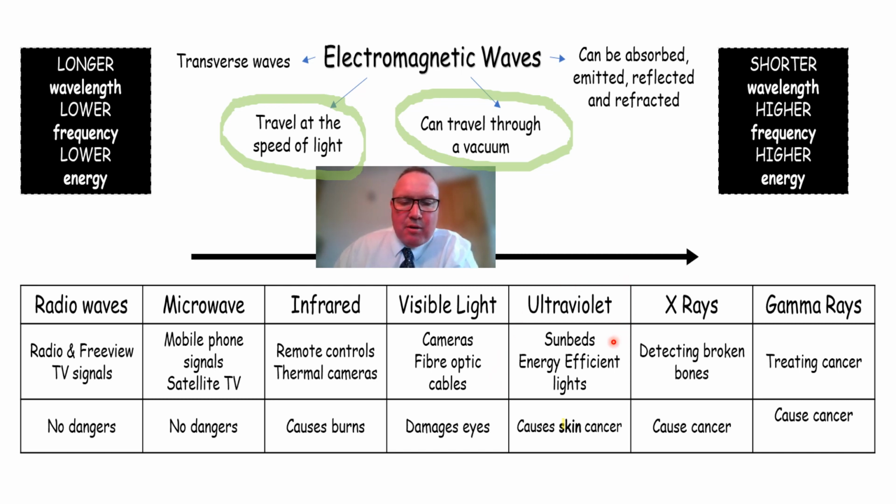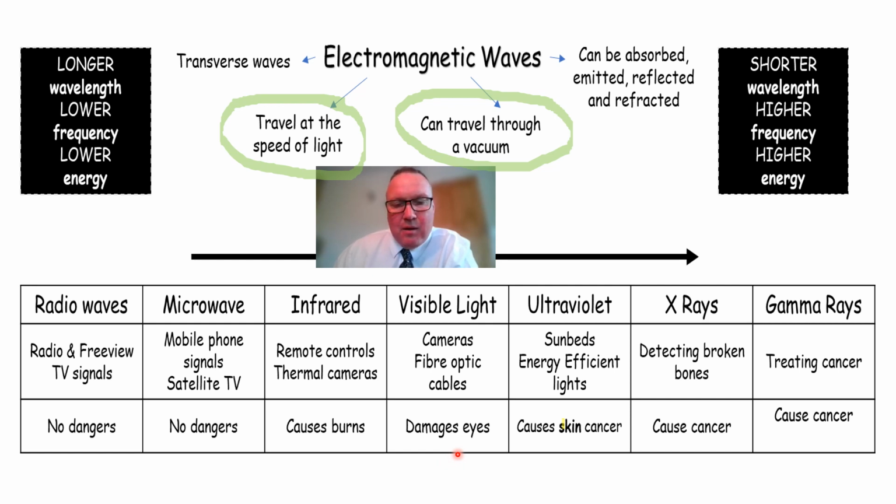Ultraviolet rays are used in sunbeds and also in efficient lamps. X-rays are used to detect broken bones for people in hospital. And gamma rays can be used to treat cancer by killing cancer cells inside people. Now, the danger of electromagnetic waves increases as we go from longer to shorter wavelength, as we go from lower to higher energy. For example, radio waves and microwaves aren't dangerous to people. Infrared waves could burn you if you're exposed to enough of them.